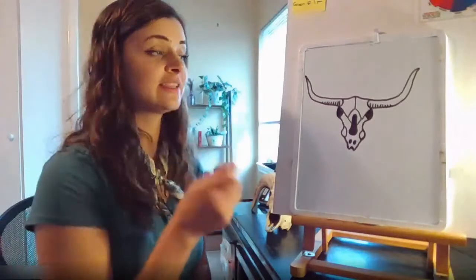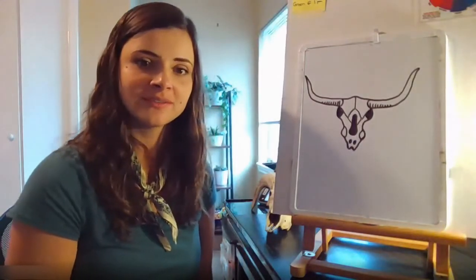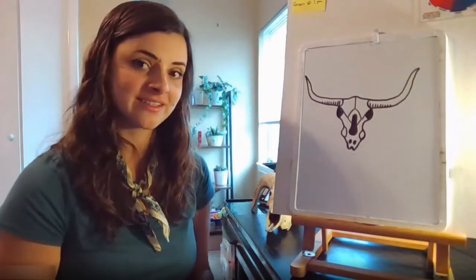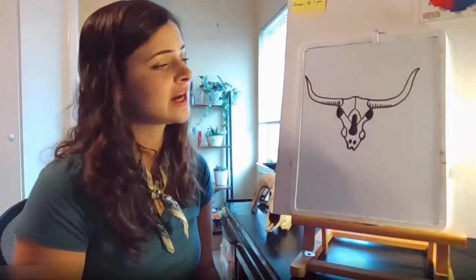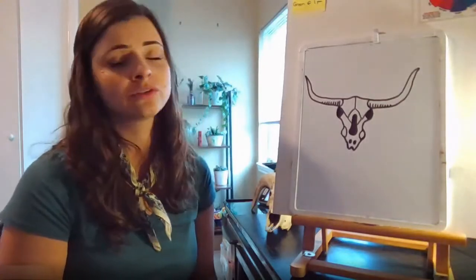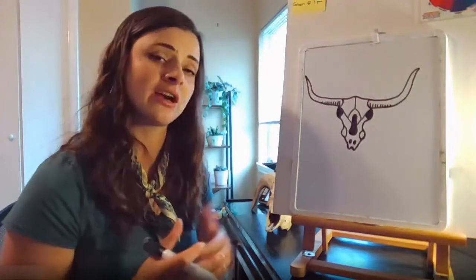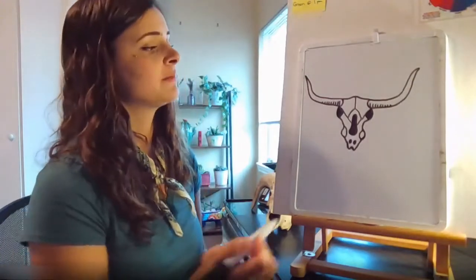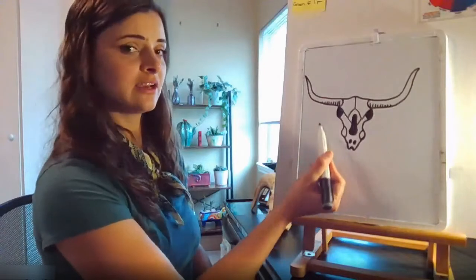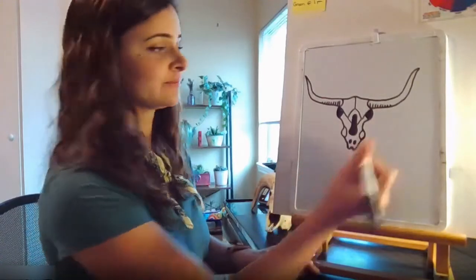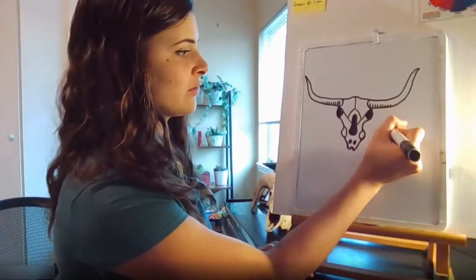So one thing that is missing with this skull is the flower that's next to it. You can make your flower any way you want. You could do a tulip, you could do a rose. I'm going to do just like a generic flower shape. And I want you to do it either on the left side or the right side of your skull. I'm going to do the right side because I have more room over here.